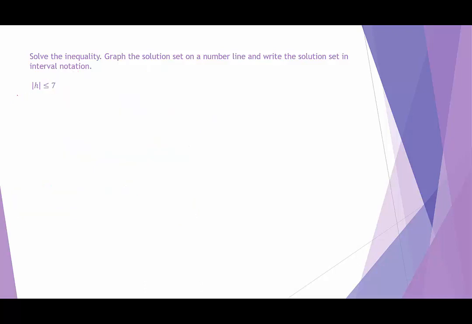This example, we have the absolute value of h is less than or equal to 7. This one, when we have less than, this is called a conjunction. And you can either write this as a compound inequality, or you can use the word and to write the 2. So h has to meet 2 requirements because it has to be less than 7 or equal to 7, but it also can't be so far away from 7.